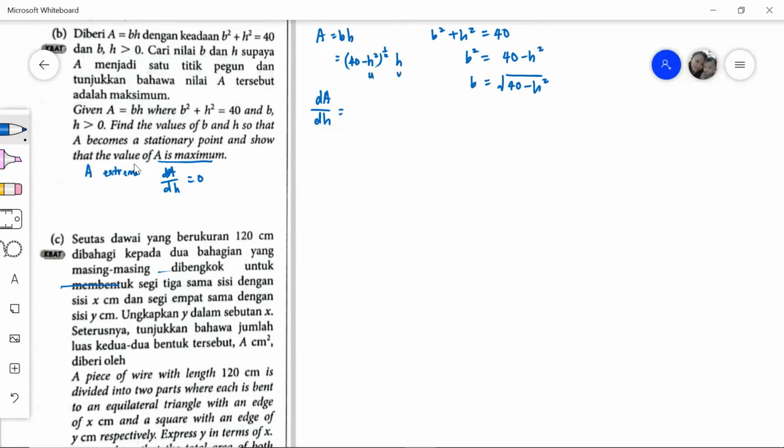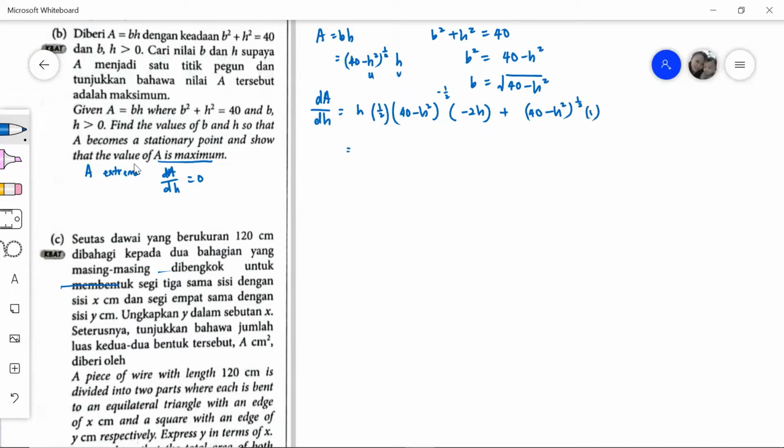So we have to use the product rule: state V, differentiate the U. When we differentiate the outside, minus 1, so we have negative half, followed by differentiate the inside, so we have negative 2H, plus remain the U, 40 minus H squared raised to the power of half. Differentiate the V, which is 1.